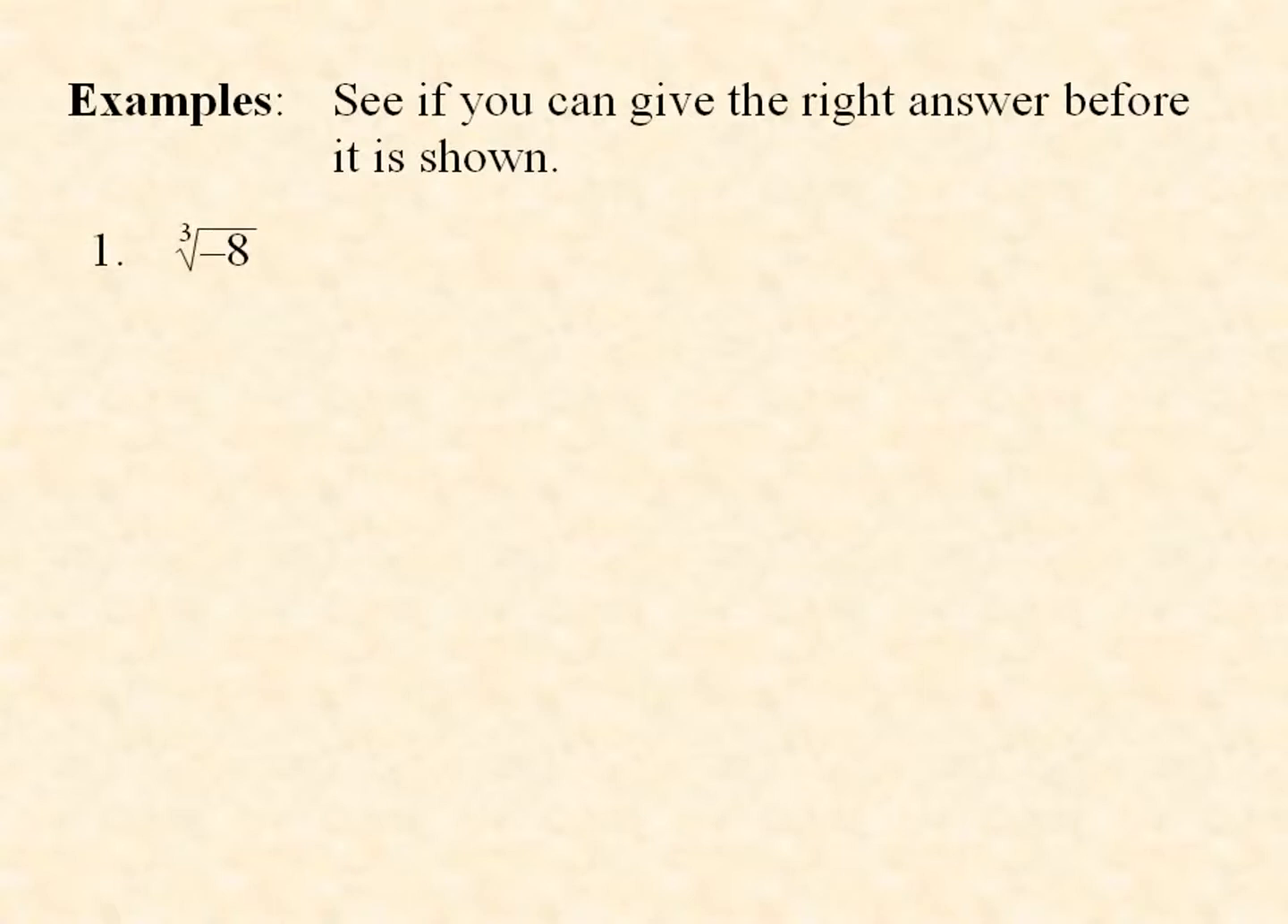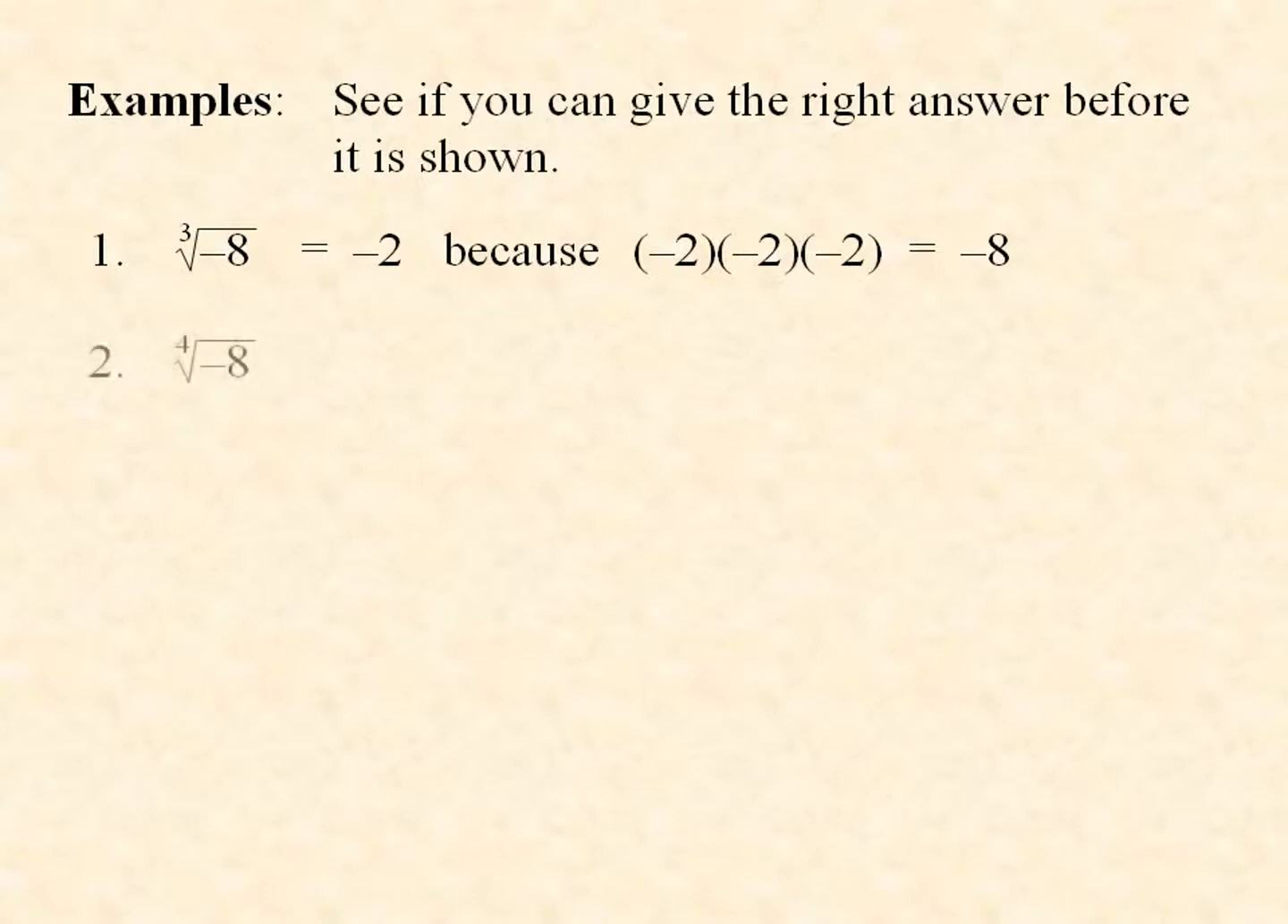Cube root of -8. That's -2 because -2 times itself 3 times is -8. Fourth root of -8. That's not a real number, because a negative number times itself 4 times would be a positive number. The 4 is even.